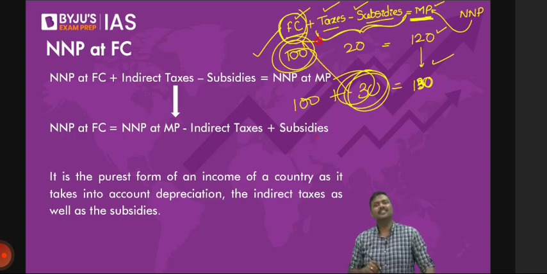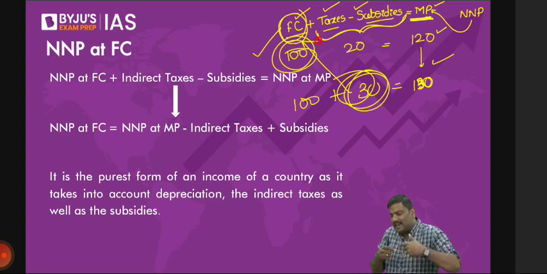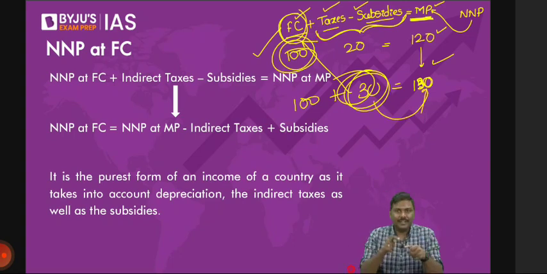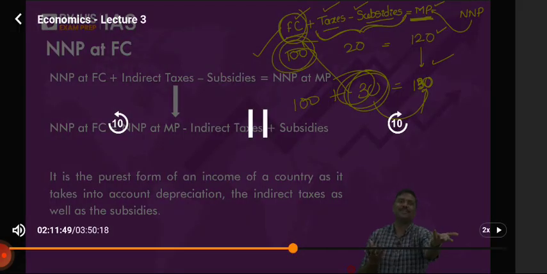Is the logic okay now? The government is imposing taxes, and as a result of this, the market price could be higher. And when the market price is higher, you'll also get NNP higher. But does it mean that your productivity has increased? Does it mean that you're earning more income? Absolutely no. That is the reason what we do is we already have NNP at market prices.